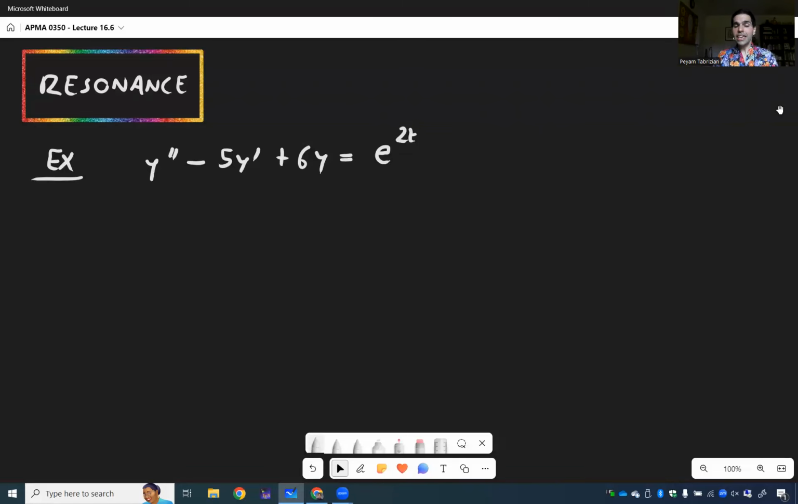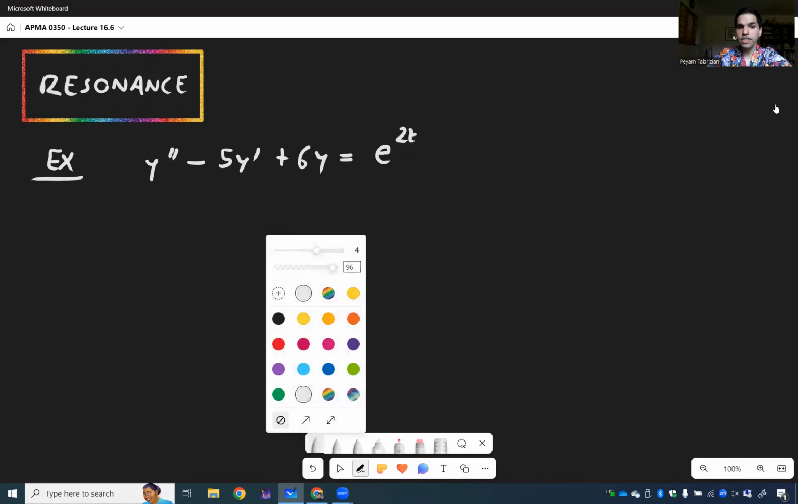Last but not least, here is a very important exception to undetermined coefficients. And I already want to tell you at the outset, a lot of students lose points on this issue. So hopefully you will not. In particular, let's try to solve y double prime minus 5y prime plus 6y equals e to the 2t.